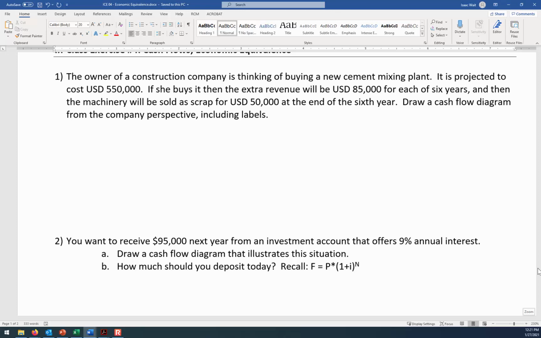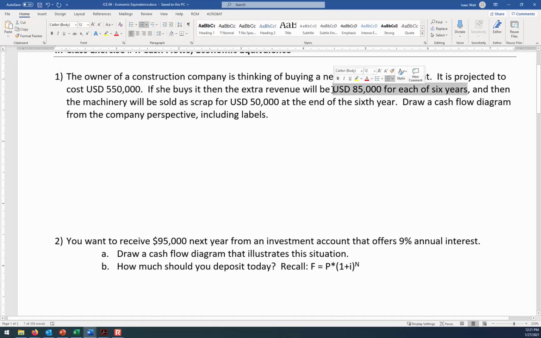And so this language is defining an annual series where it's saying the extra revenue will be $85,000 for each of 6 years. So that's saying A equals $85,000. And the 6 years that it's talking about is presumed to be the 6 years that immediately follow the purchase of the equipment. So we're not talking about 6 years, many, many years in the future. It's like you make the purchase at 0, and then immediately after the purchase, the revenue begins, and it's paid out at the end of the first year. So that's the end of period assumption.